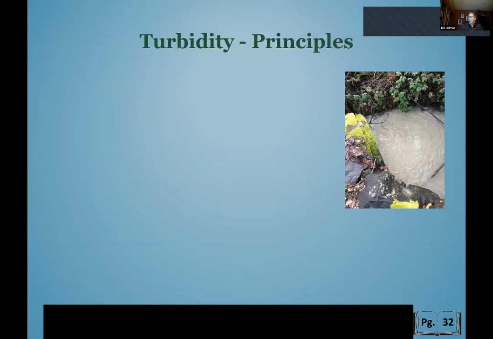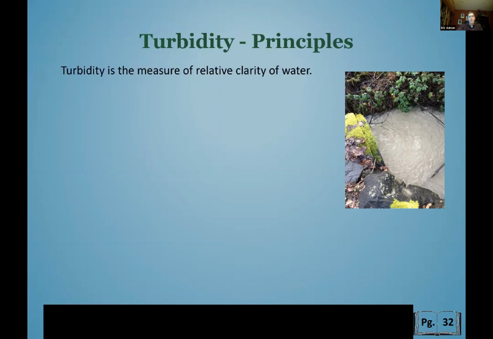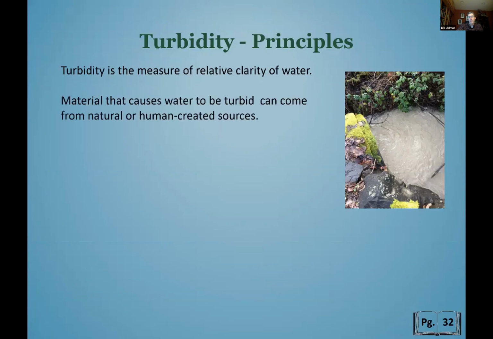Okay, the next thing that we're going to talk about is what's called turbidity. So in terms of principles, turbidity is a measure of how clear the water is. And there are different things that can cause increased turbidity. Usually it's some form of dirt, but it can be things running off of roads or construction sites or just banks of streams eroding. It can be a variety of different things that can lead to increased turbidity.